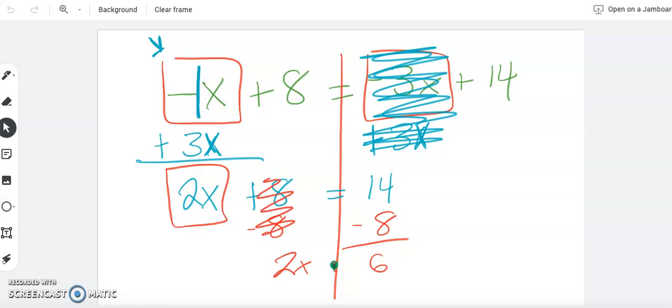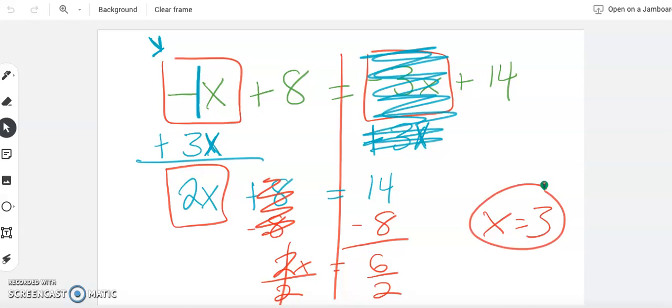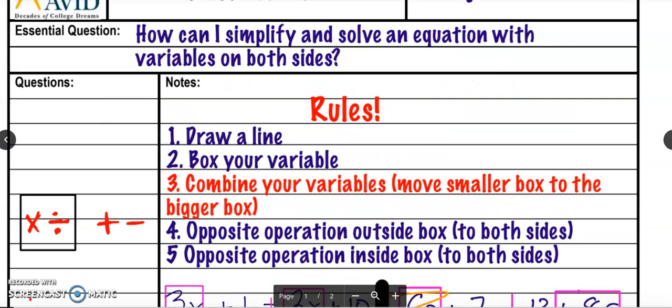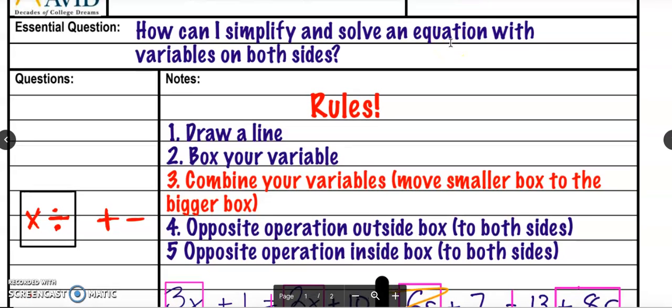And my last step is we're going to divide by 2. Divide by 2. Cancels on the left. 6 divided by 2 is 3. So that is how you solve multi-step equations. It's essentially the exact same as what we were doing before and what you guys did in 7th grade. The only difference is this step 3 right here where we're going to combine your variable by moving the smaller box to the bigger box.